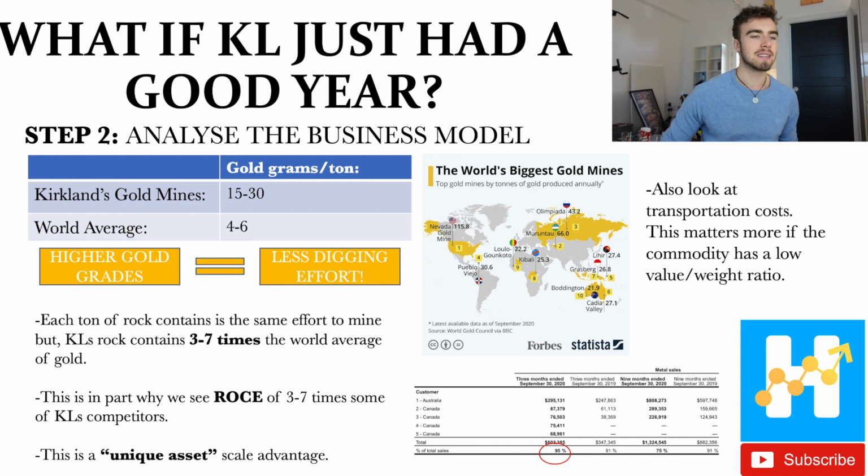So that's pretty much all I had to say. This is Kirkland Lake Gold. That's basically how cost advantage works. Again, you want to be looking at an efficient business process. You want to be looking at a geographical advantage. You want to be looking at a lot of fixed costs that the business can leverage and then grow like that. Or you're also looking at a unique asset, which for example Kirkland has, which is a very high grade of gold.